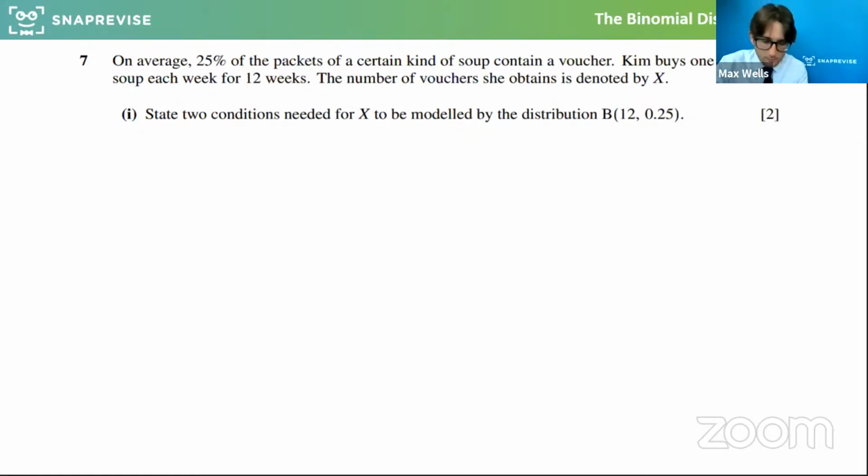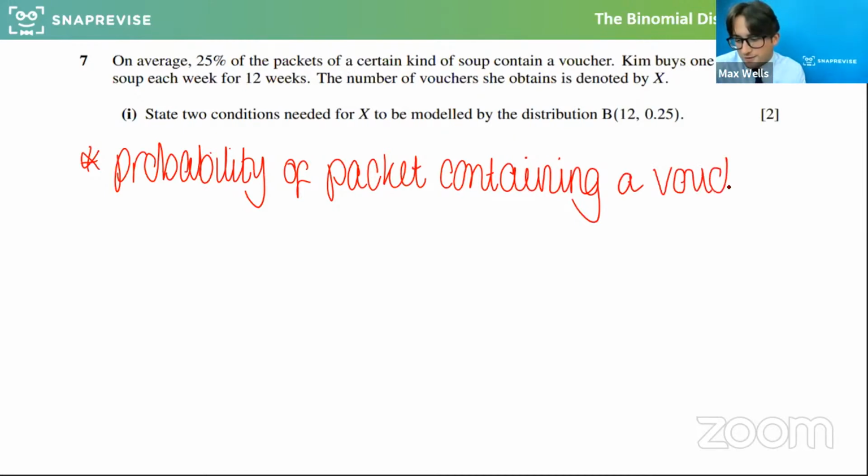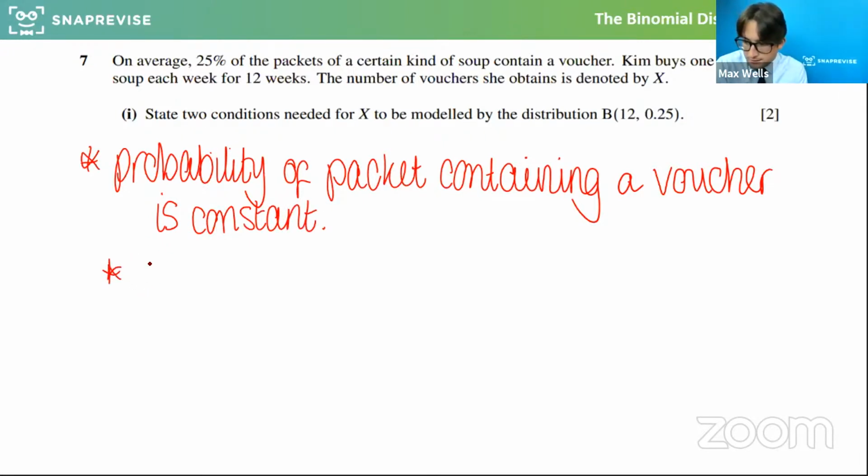So that's all there. The assumptions we would have made, so we're going to give 2 assumptions, 2 conditions, is that the probability, and again, it's the same sort of idea pretty much every time, probability of a packet containing a voucher is constant. So again, I wouldn't say it does or it doesn't contain a voucher because that's implied more directly, but I'd go more for this sort of thing. So probability of a packet containing a voucher is constant. So it's not more likely in a different shop or, you know, that sort of thing. It's constant. And every packet containing a voucher is independent of the others.